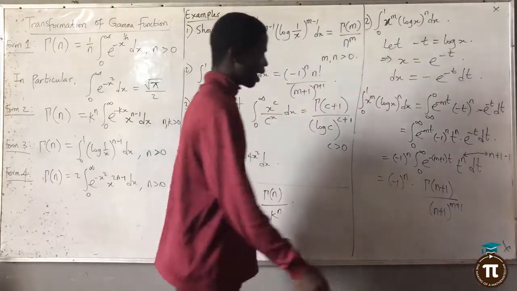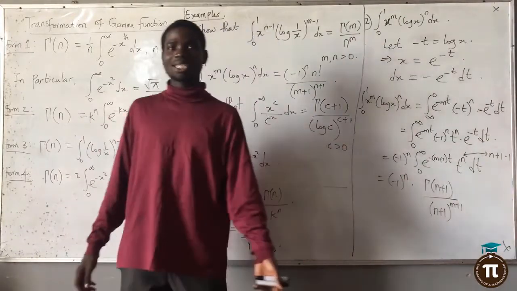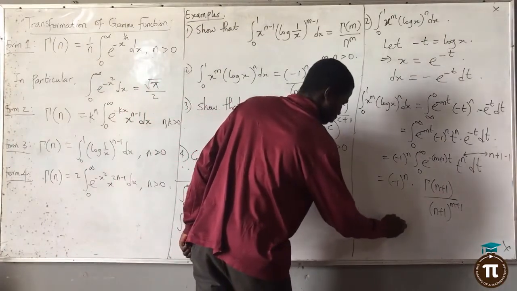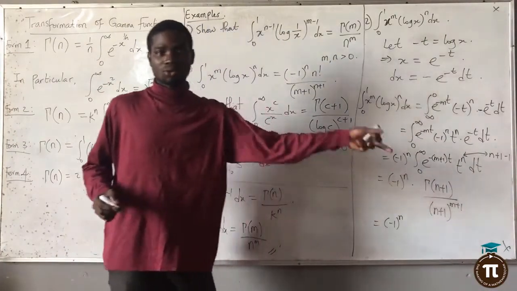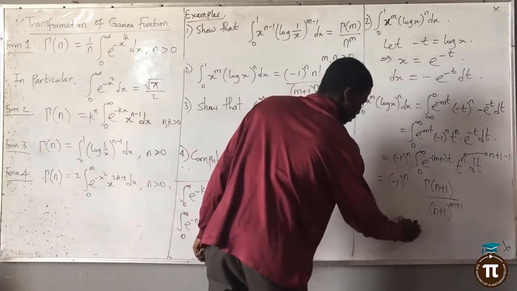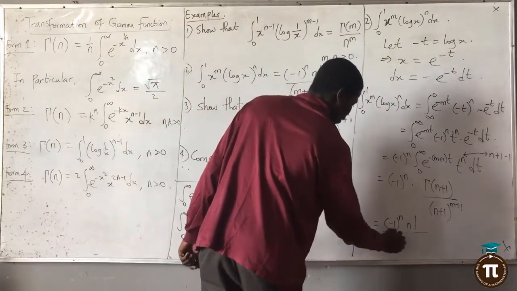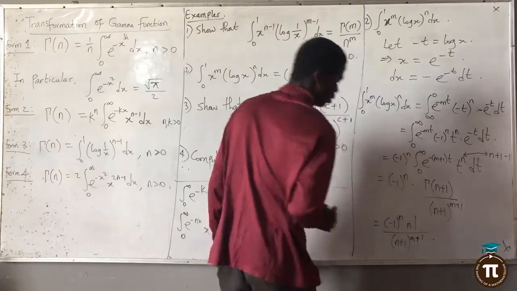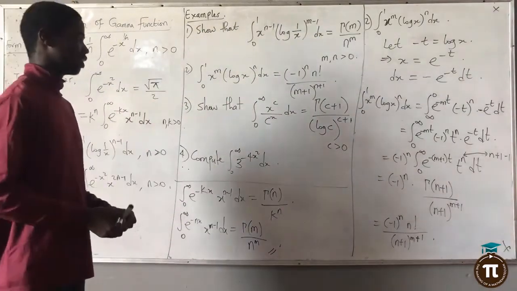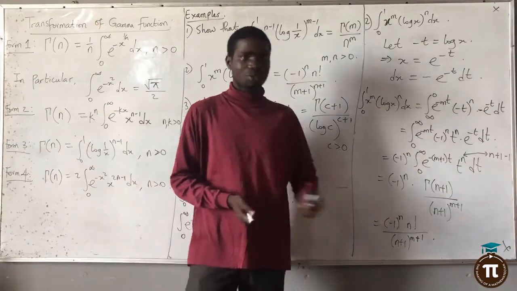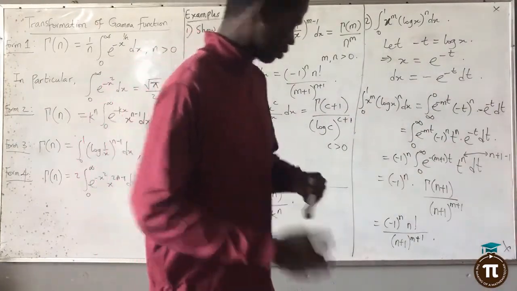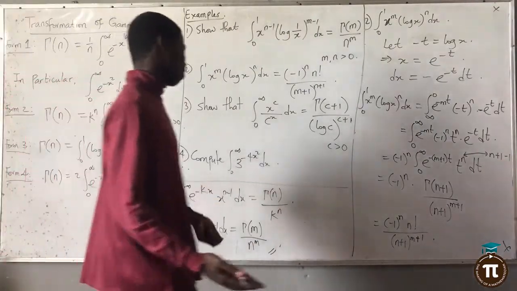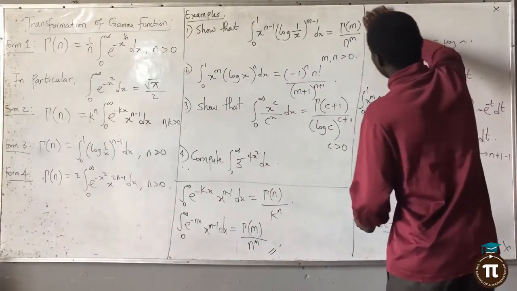So I have this, and then don't forget gamma of n plus 1 is n factorial. I've done that in the first video. So this is minus 1 raised to power n. Gamma of n plus 1 is n factorial. So I have n factorial all over n plus 1 raised to the power of n plus 1. Of course, n has to be a positive integer before this can hold, or before you can talk about the factorial. So that's what I have. Then I want to go to the next one, number 3. Let's go to number 3.